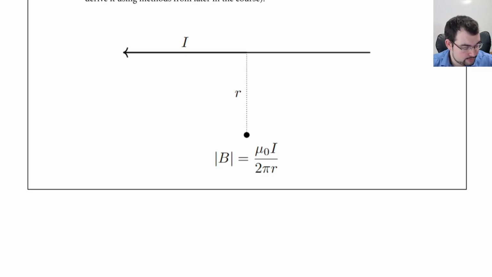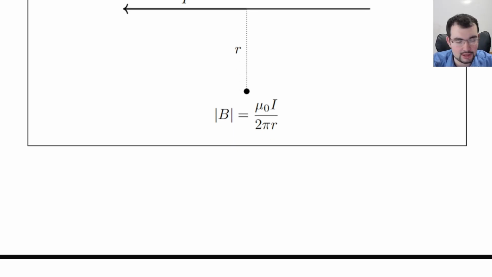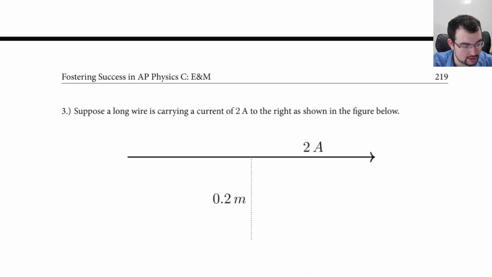Also, notice that you get some interesting effects here. Of course, it makes sense that B depends on I, because if it's moving charges that generate B fields, it makes sense that I is involved. But also, there's circulating, so it makes sense there's a 2 pi r involved. So it does fall off with distance, but it's 1 over r instead of 1 over r squared, like you'd get for a point charge with an electric field.